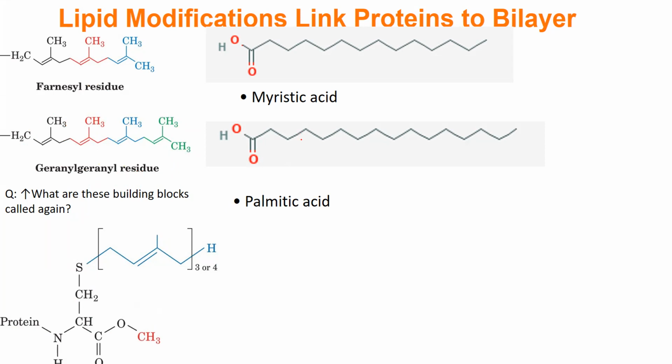You can also just put straight up fatty acids on your lipid. So here's myristic acid and palmitic acid. Again, you just attach these usually through the head group. You attach the head group to your protein. You stick the lipid tail in the bilayer, and now you have a protein that is associated with the bilayer because of these lipid modifications. So that's another strategy that's different than integral membranes.